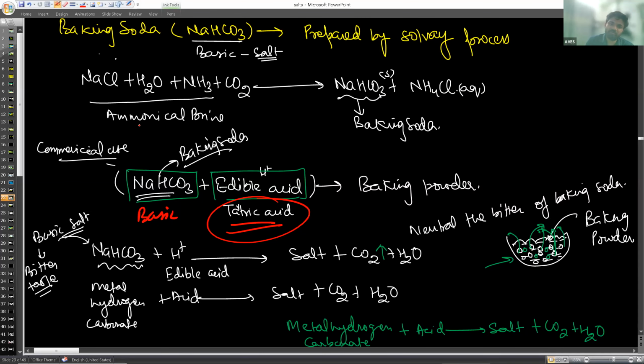So when we add edible acid to baking soda, together they form baking powder. This is called baking powder. So what is the difference between baking soda and baking powder? Baking soda is only sodium hydrogen carbonate, but when we add an edible acid like tartaric acid to it, it becomes baking powder. The mixture of baking soda and some edible acid is called baking powder.